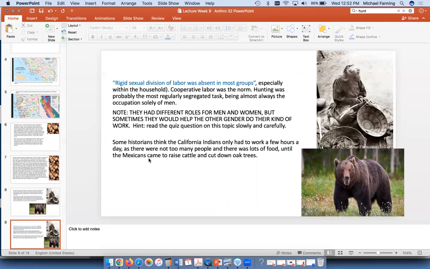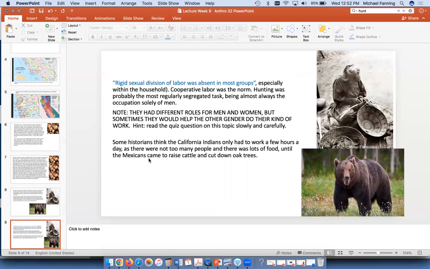A true story. So rigid sex division of labor was absent in most groups. It's in blue, so you'll try to remember that. It could be on a quiz. So even though they did have a division of labor, it was not inflexible. So sometimes there'd be collaborative work, and that was more normal.